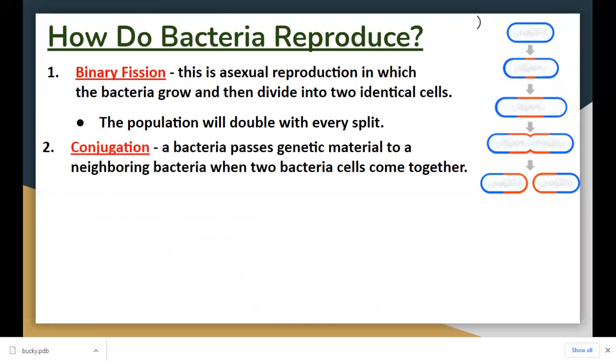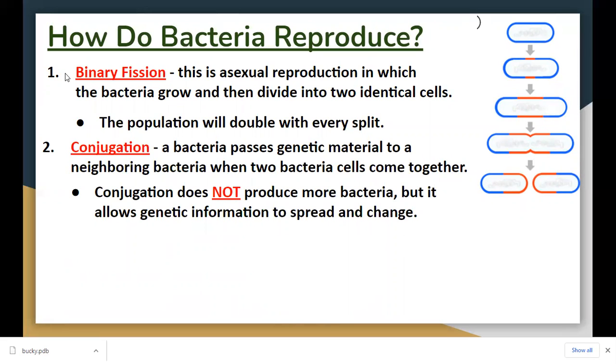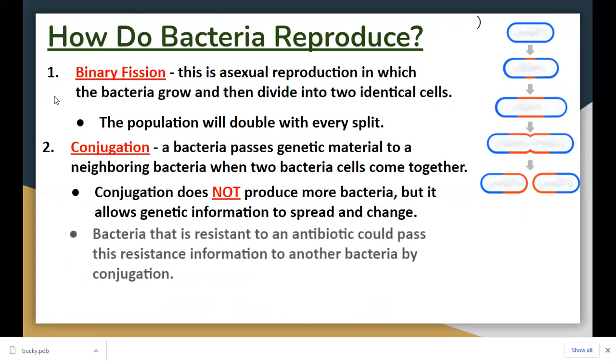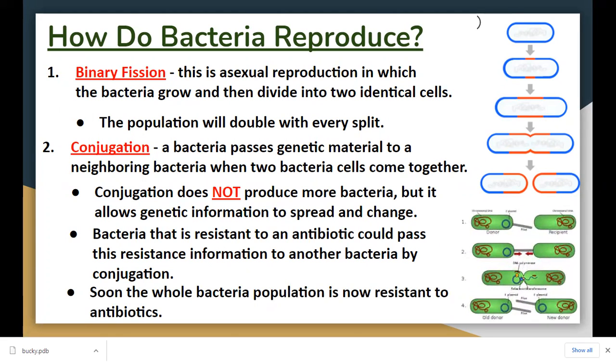The second way they reproduce is called conjugation. That's when a bacterium passes its genetic material to a neighboring bacterium when 2 bacteria cells come together. Note that this does not produce more bacteria, but it allows the genetic information to spread and to change. Bacteria that are resistant to an antibiotic could pass this resistance information to another bacterium by conjugation. That is how you get more and more bacteria resistant to antibiotics. Soon the whole bacteria population becomes resistant. So here's an example on the right of bacteria trading genetic information.